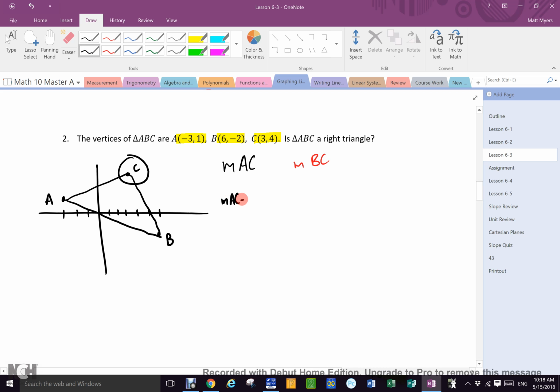Slope of AC is y2 minus y1 over x2 minus x1. And the slope of BC is the same thing, except it's going to be different values.